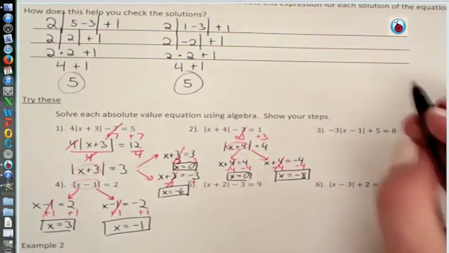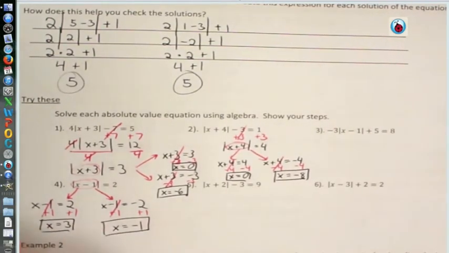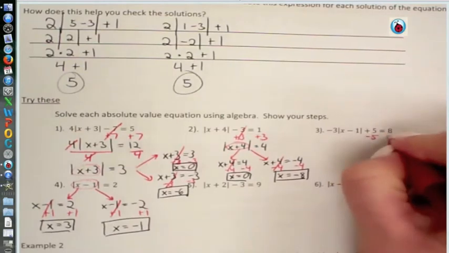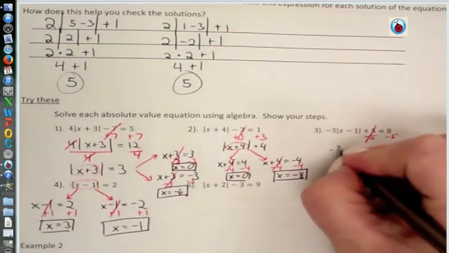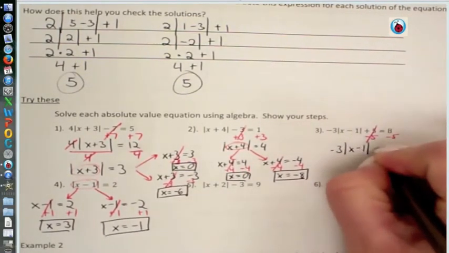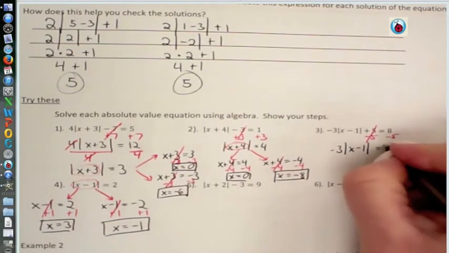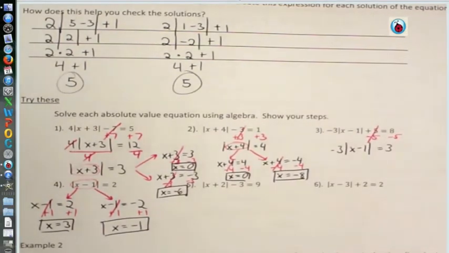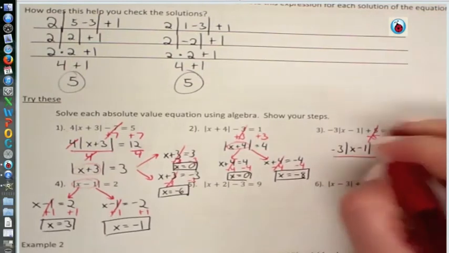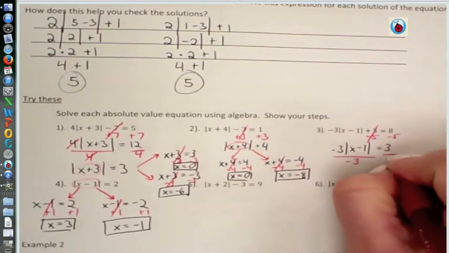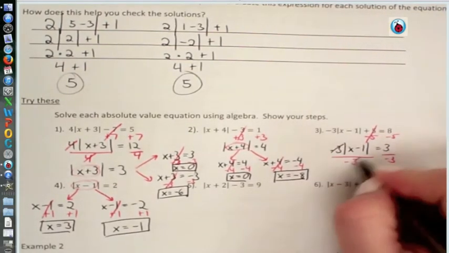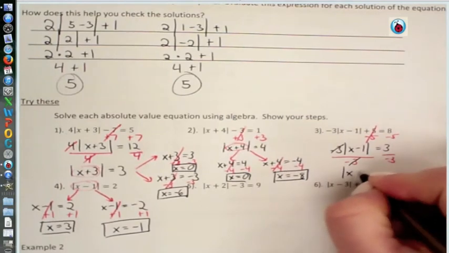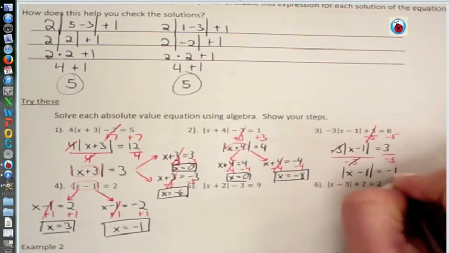Number 3, I want to get absolute value by itself first. So I'm going to subtract 5 from both sides first. I get negative 3 absolute value of x minus 1 equals 8 minus 5, which is 3. I still need to get the absolute value by itself, so I'm going to divide both sides by this coefficient, negative 3. Negative 3 cancels. I get absolute value of x minus 1 equals negative 1.